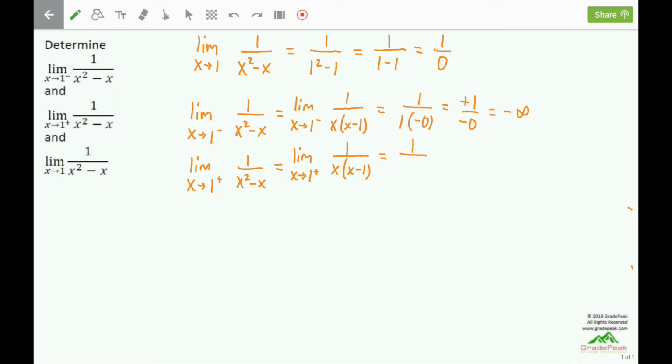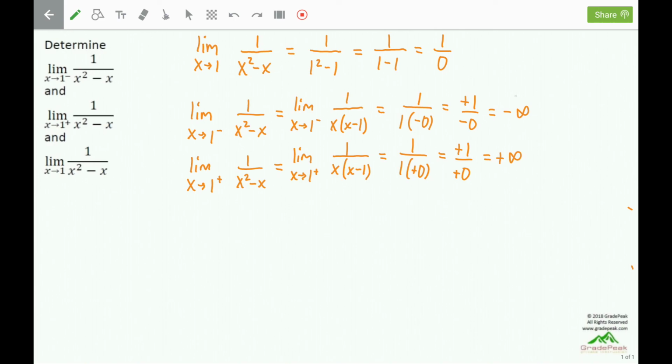So we have a 1 over plugging 1 in for the x will be 1. Plugging a 1 in for the other x will make a 0, except we're on the right side of 1. It's slightly larger than 1, so it'll be a positive 0. So in the numerator we have a positive 1. In the denominator we have 1 times a positive 0, which will be a positive 0. A positive over a positive is a positive. A non-zero over a 0 is an infinity. And we end up with the right side limit being positive infinity.